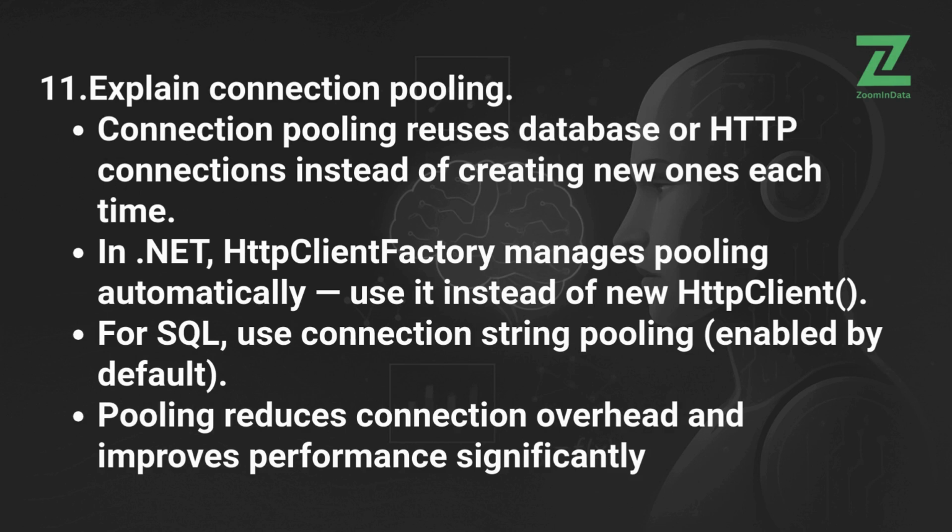Explain connection pooling. Connection pooling reuses database or HTTP connections instead of creating new ones each time. In .NET, HttpClientFactory manages pooling automatically. Use it instead of new HttpClient. For SQL, use connection string pooling, enabled by default. Pooling reduces connection overhead and improves performance significantly.